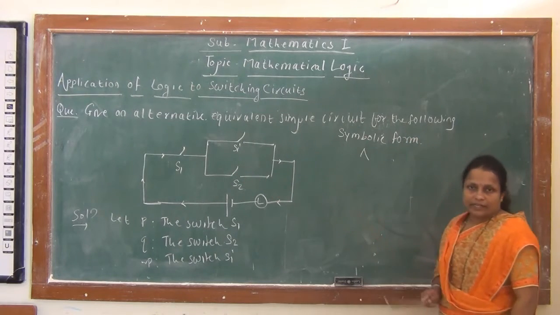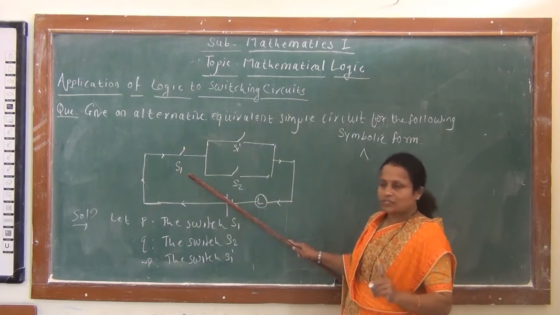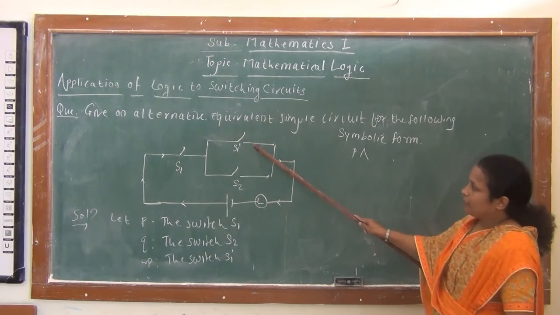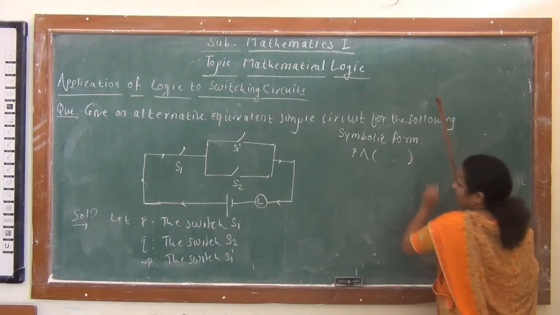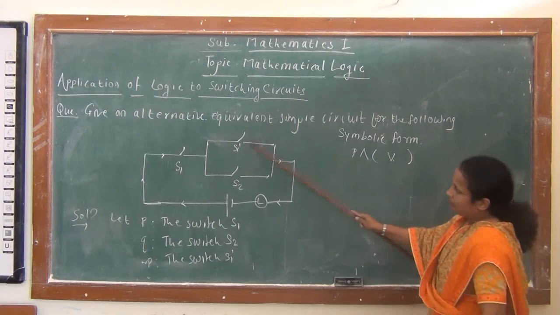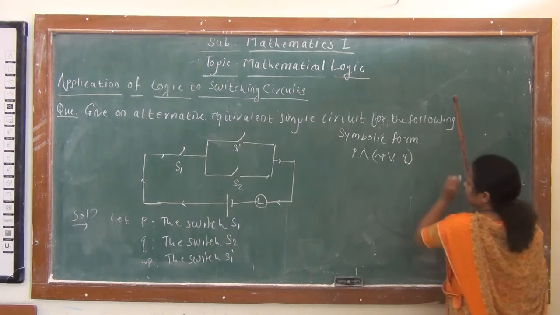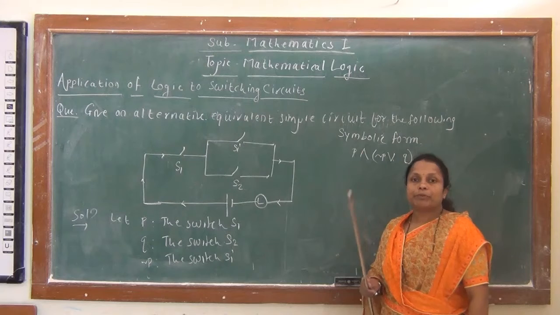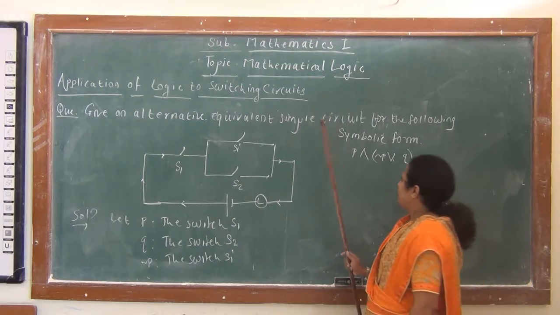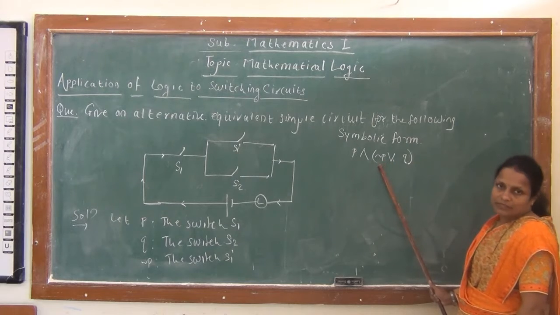So first we write our connective, which is AND. Then we write the first part. The first part is only switch S1, that is P. So here we write P. And here we have two switches, so we use a bracket. These two switches are in parallel, so the connective is OR. Then for S1 dash we use negation P, and for S2 we use Q. So this is our symbolic form: P and (negation P or Q). So we have to find the equivalent circuit, so we find the equivalent statement of this given statement pattern.